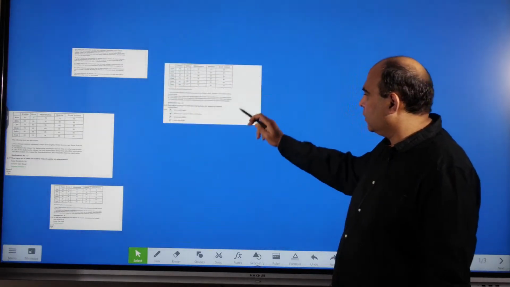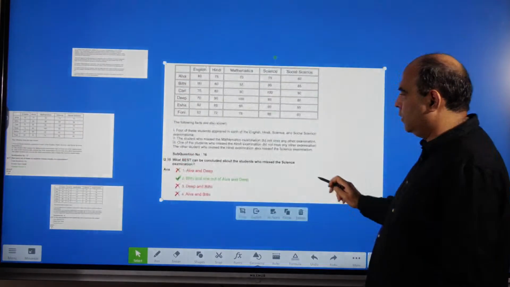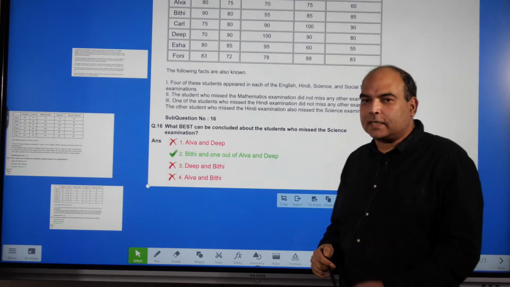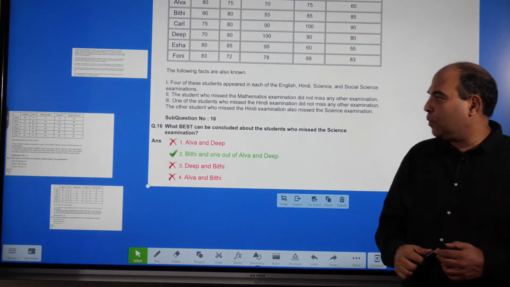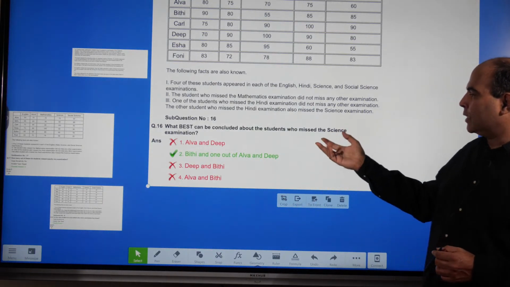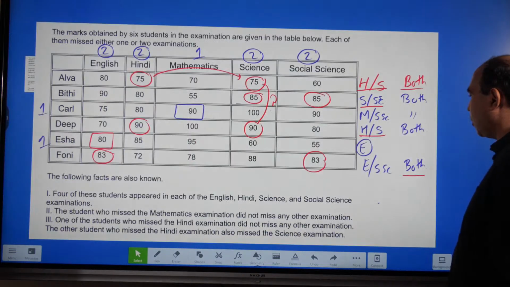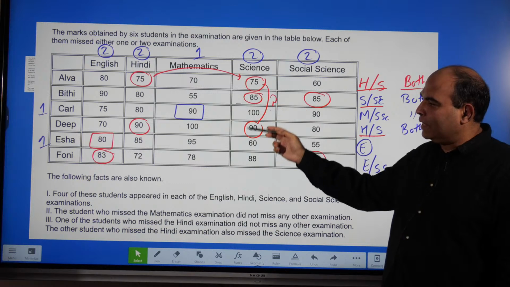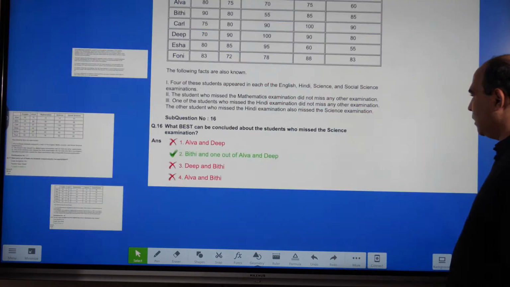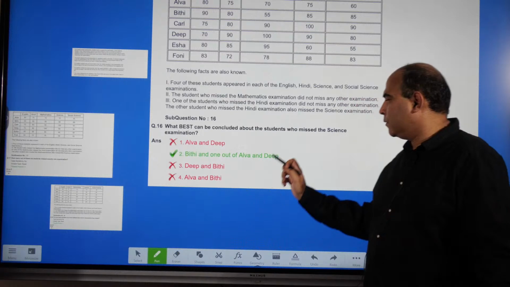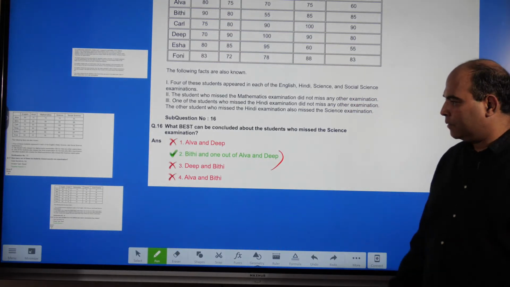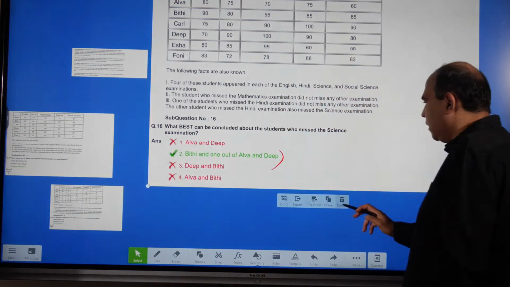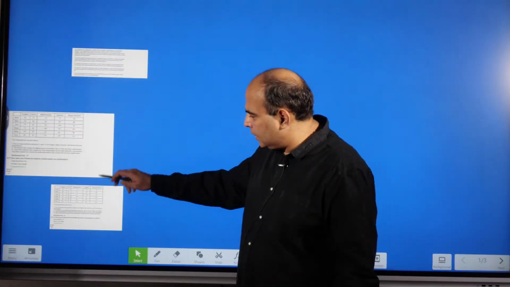The fourth question. What best can be concluded about the students who missed the science examination? What best can be concluded about the students who missed the science exam? Science exam कौन miss किया? Bithi definitely miss किया, or one of Alva and Deep miss किया. On cue, you have the option Bithi and 1 out of Alva and Deep. So that's 12 marks for you here. And then the next question.